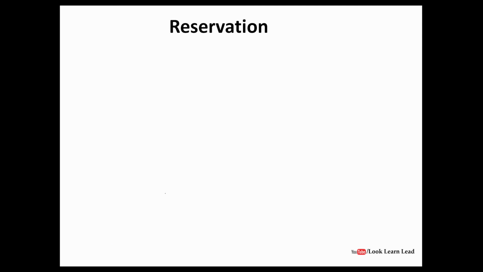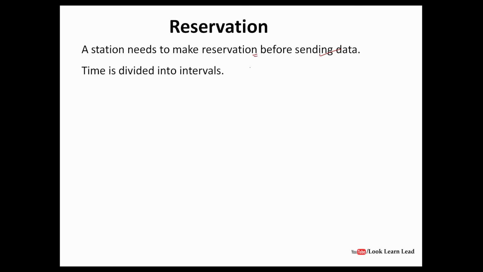In reservation, a station needs to make a reservation before sending data, in the same way that before traveling on a train, we have to make a reservation. The station has to reserve before it sends data. Second, the time is divided into intervals. Suppose we divide the time into 2 intervals, interval 1 and interval 2.